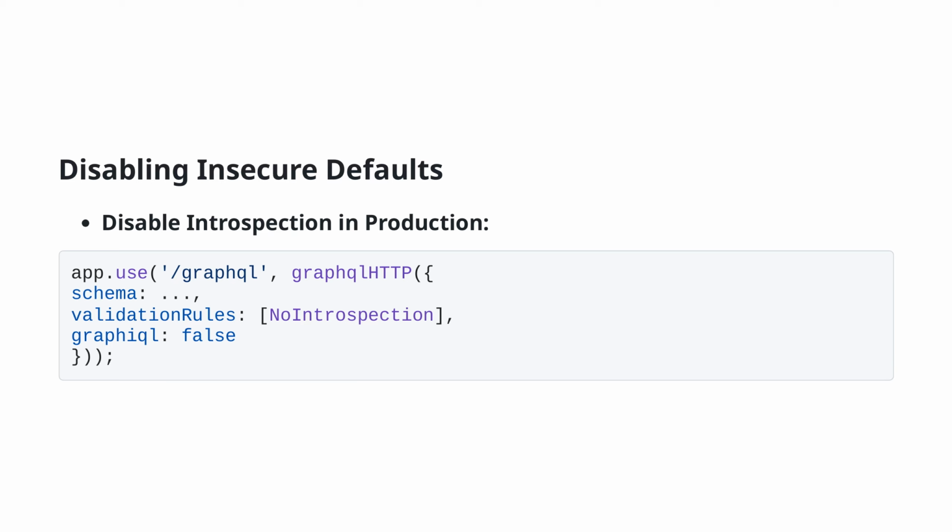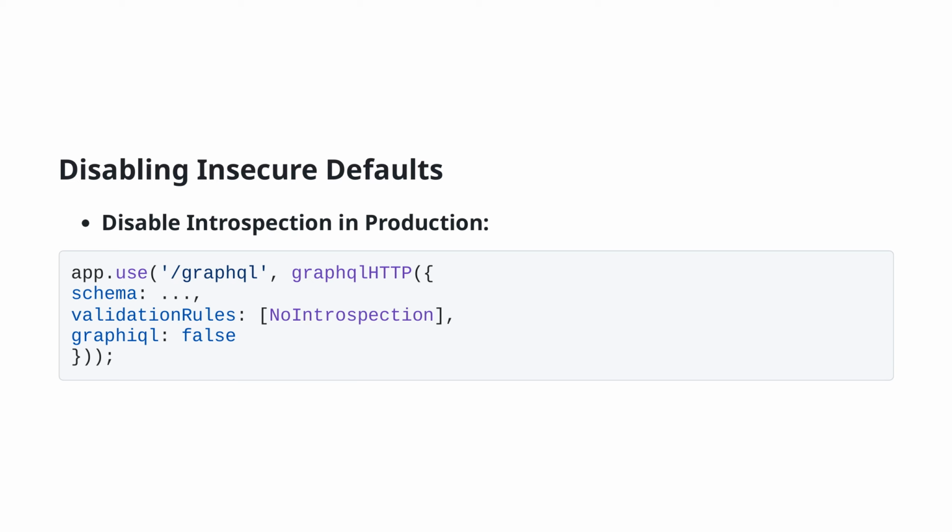Disabling insecure defaults is a crucial step in securing your GraphQL APIs. One significant measure is to disable introspection in production environments. Introspection is a GraphQL feature that allows clients to query the schema and discover types and fields, which is great for development but poses security risks in production. To do this, we can use middleware configuration by applying graphqlHTTP from the express-graphql library. Here's an example implementation. JavaScript: app.use('/graphql', graphqlHTTP({ validationRules: [NoIntrospection], graphiql: false })).